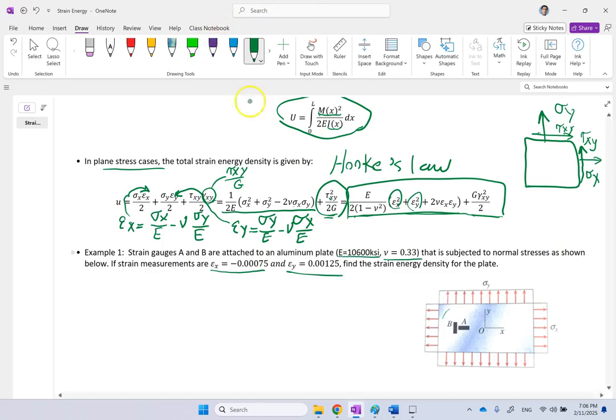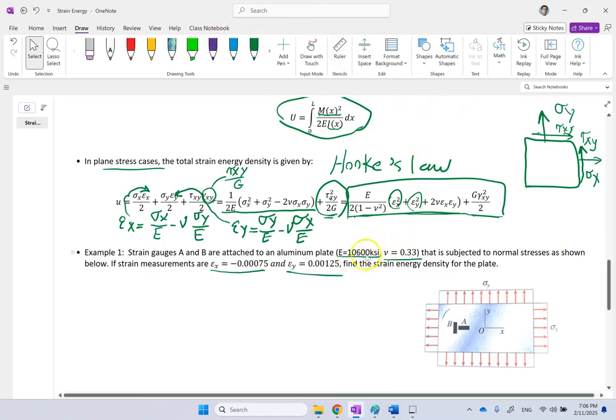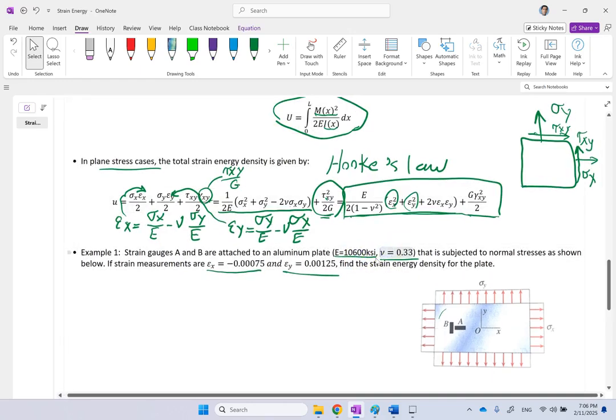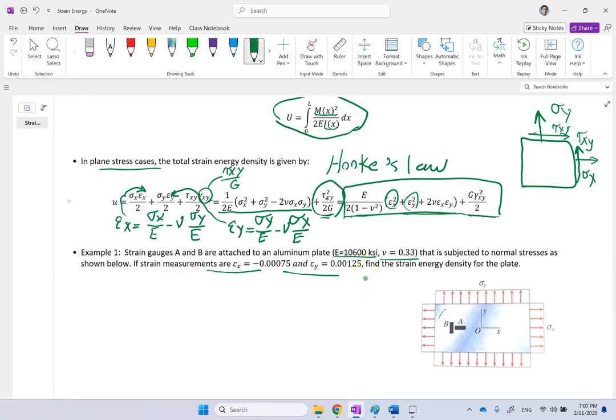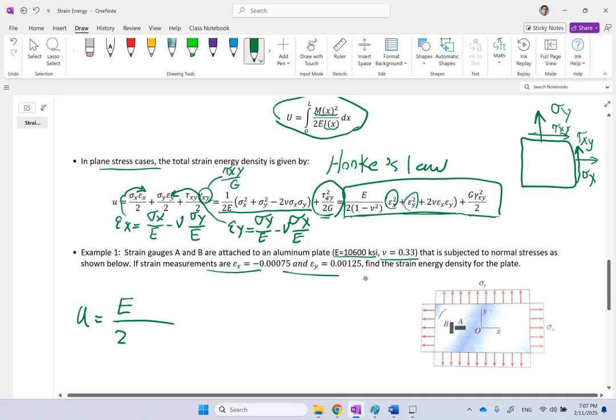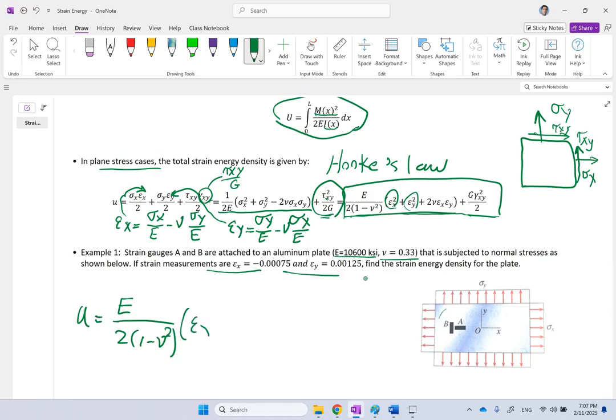So now with all of that in mind, we want to find the strain energy density, of course, in these aluminum parts, right? So here we're going to use this last formula and say U equals basically E over 2 times (1 minus nu squared), times epsilon x squared plus epsilon y squared plus 2 nu times the product of the epsilons, and shear is 0 in this case. So that's all you have.